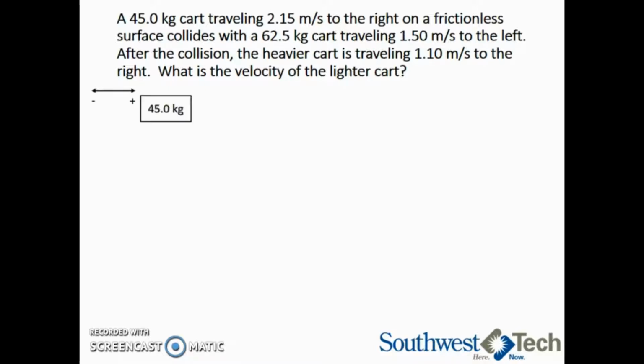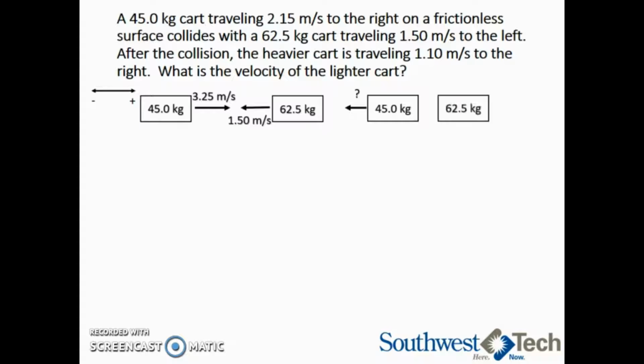We have the 45 kilogram cart traveling at 2.15 meters per second to the right, so that velocity is positive. Then we have the 62.5 kilogram cart traveling at 1.5 meters per second to the left, so this velocity is negative. After the collision, the two carts bounce off each other since this is an elastic collision, and they travel in opposite directions. We want to find the velocity of the 45 kilogram cart if the 62.5 kilogram cart is traveling to the right at a positive 1.1 meters per second.